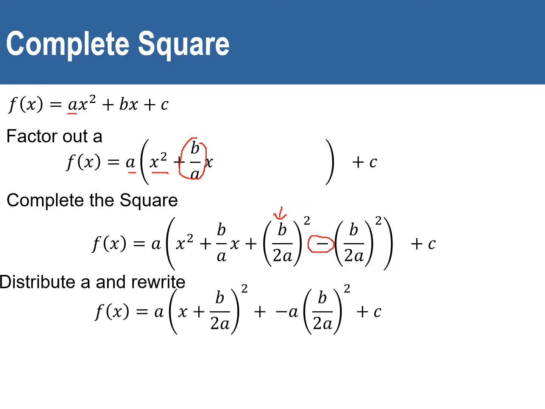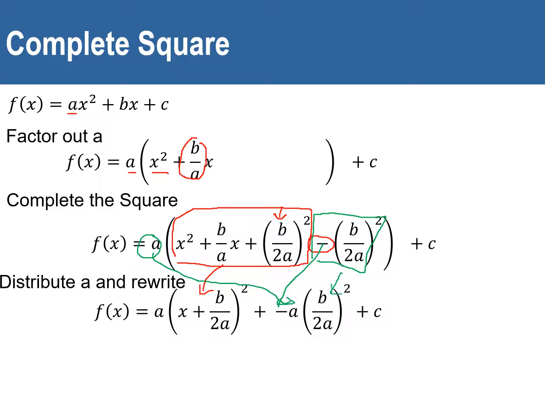The next thing you're going to do is distribute the a and rewrite it. So this part right here is a perfect square. x squared plus b over a x plus b over 2a squared is x plus b over 2a squared. Remember our perfect squares. Now we're going to take this a here, and we're going to distribute it to this second part right here. So it is negative a, because you get the negative from right there, negative a times b over 2a squared. And then don't forget your plus c.